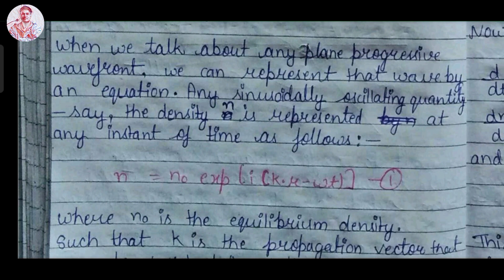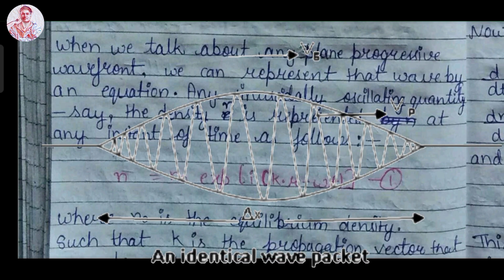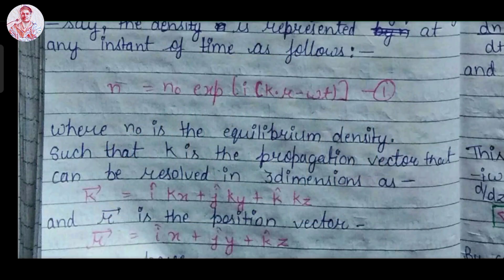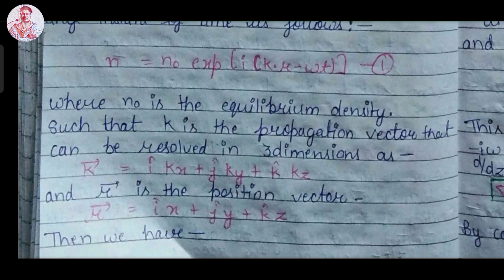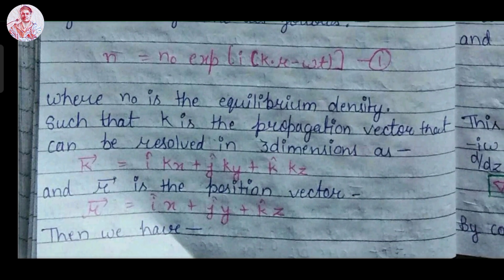When we talk about any plane progressive wave, we can represent that wave with the help of an equation. Any sinusoidal oscillating quantity, such as wave density n, can be represented by n = n0 exp(i(k·r − ωt)), where n0 is the equilibrium density and k is the propagation vector, which can be resolved in 3 dimensions as vector k = i-cap kx + j-cap ky + k-cap kz, and r is the position vector, vector r = i-cap x + j-cap y + k-cap z.